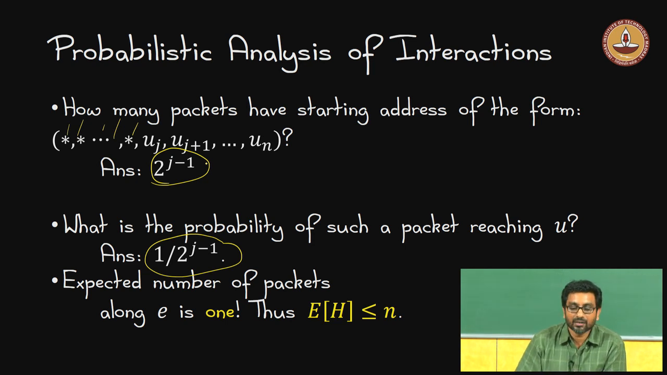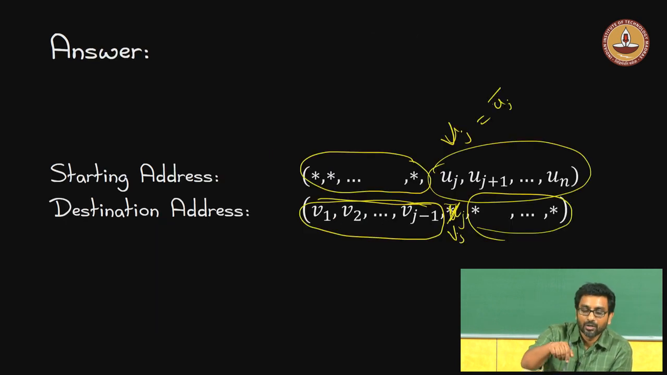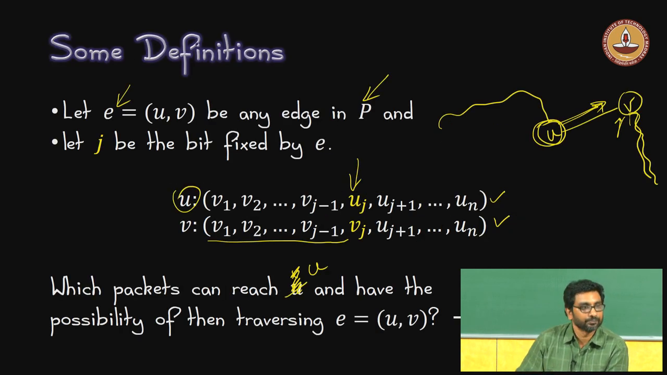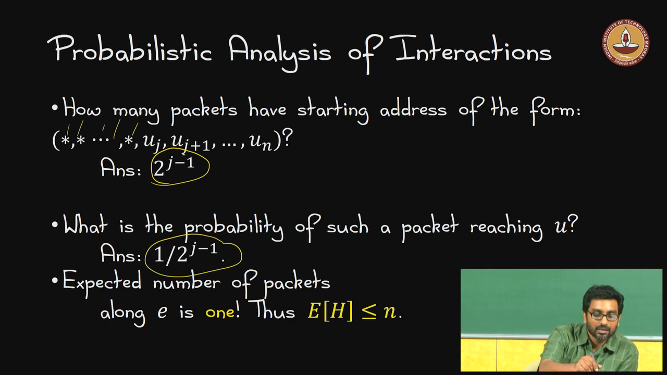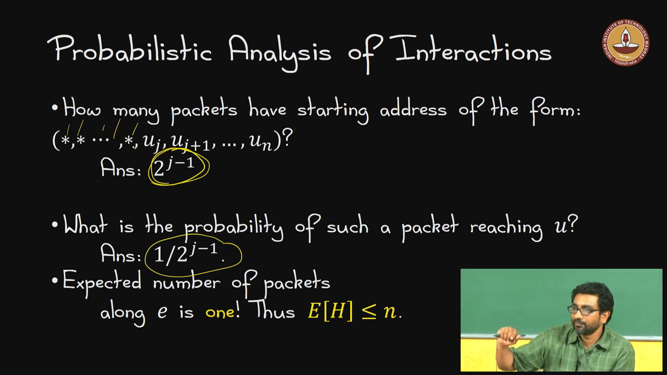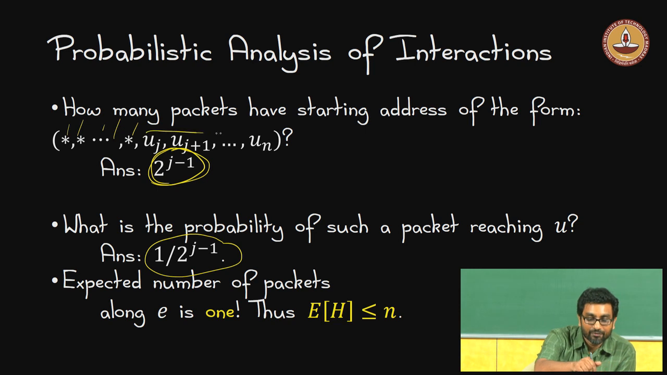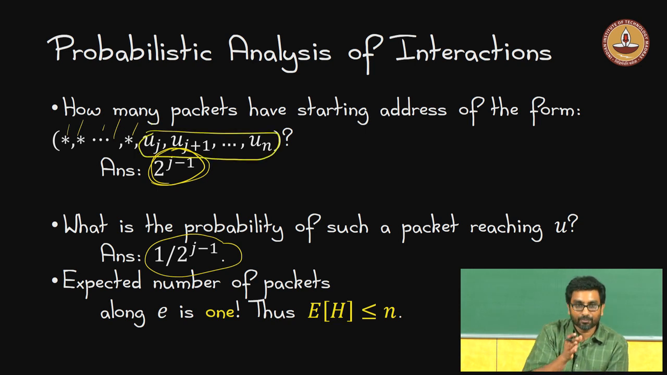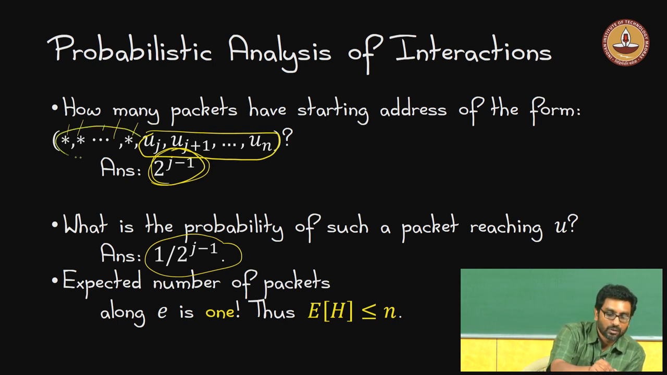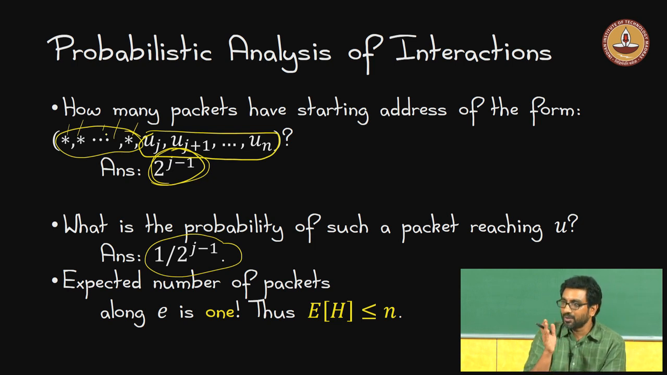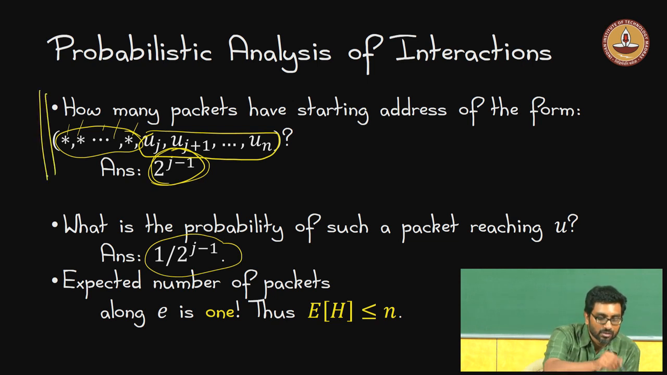How many packets have the starting address of the form shown here, and why do we care about it? We are talking about those packets that can reach this node u, okay. And that is basically 2 raised to the j minus 1, because there are j minus 1 do not cares that we have, and all the rest are fixed. If you look at the number of packets that can come to that particular node u, you cannot play with these values, but you can play with these values, and there are j minus 1 bits to play with. So, there are 2 raised to the j minus 1 options for that. Okay. So, that is the answer to the first question.